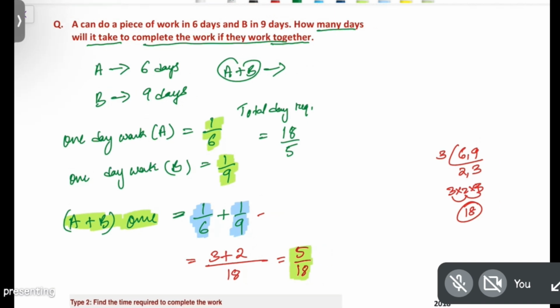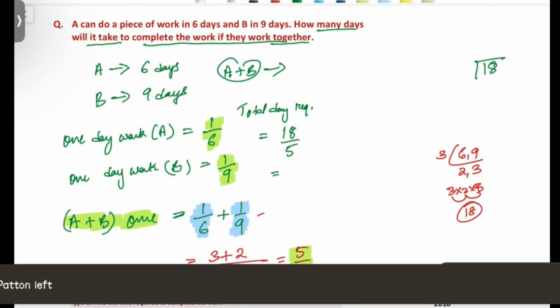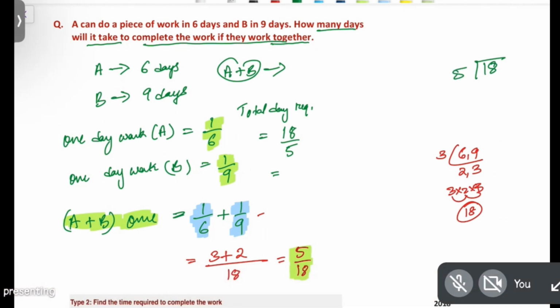Most of the time, in your options, you may not see this. You will see your answer in terms of a mixed fraction. How do we convert it to a mixed fraction? You bring the numerator here and divide it by the denominator. 5 into how much is nearby 18? 5 3s are 15, which means the answer is 3. You write the remainder in the numerator. So which means 3 days, 3 by 5 hours. That's what you can say.